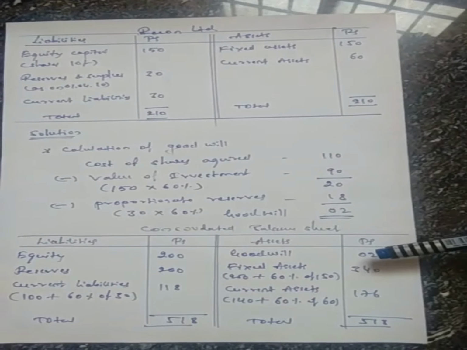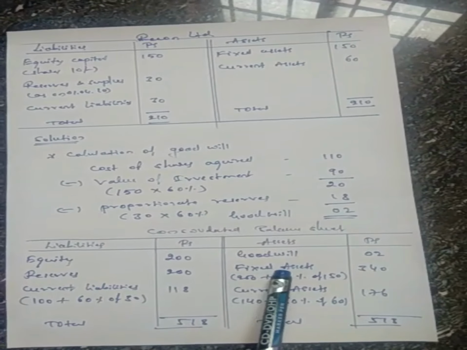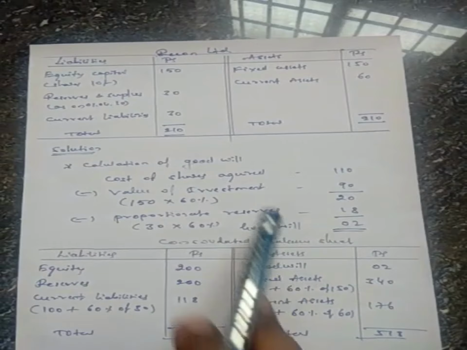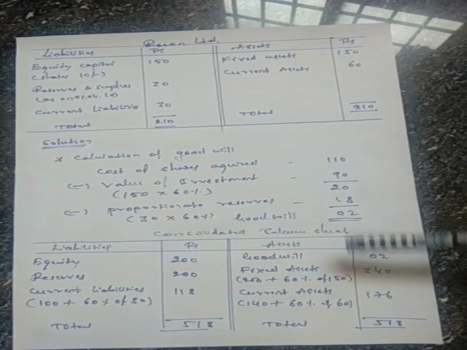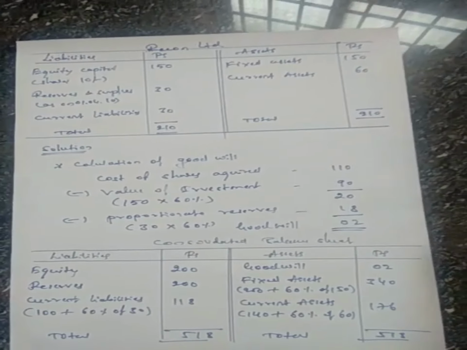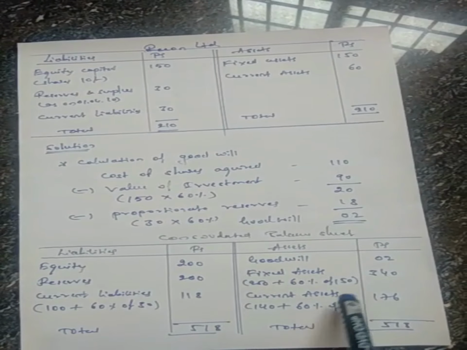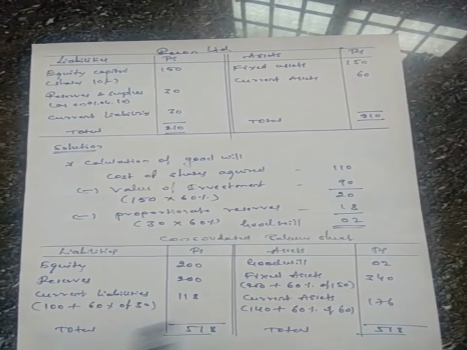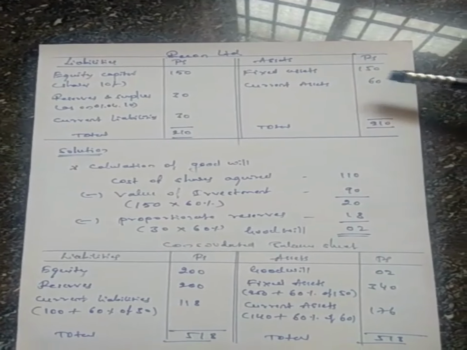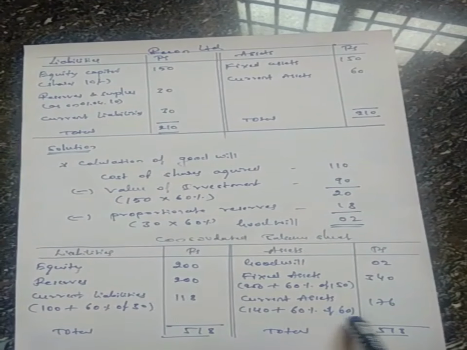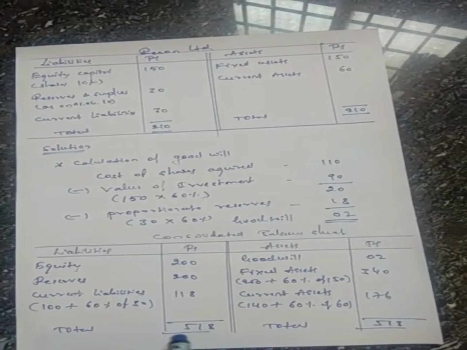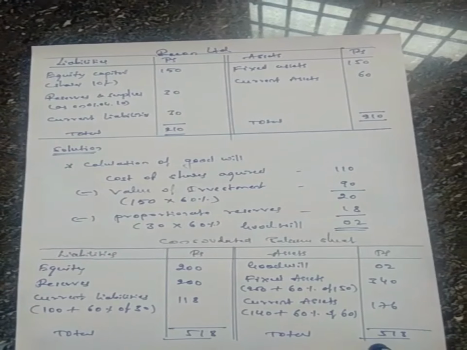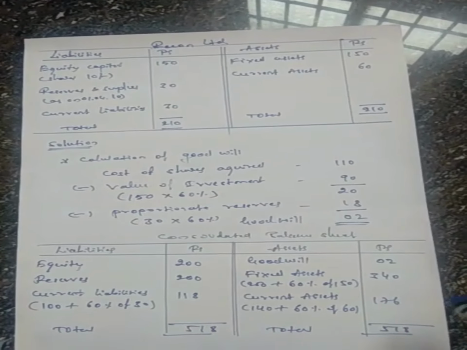Fixed assets 340: 250 is the parent company and 60% of 150 fixed assets, so total 340. And current assets: 140 in the parent company plus 60% of the subsidiary company, so total is 176. Then the total of the consolidated balance sheet is 518 in both assets and liabilities.